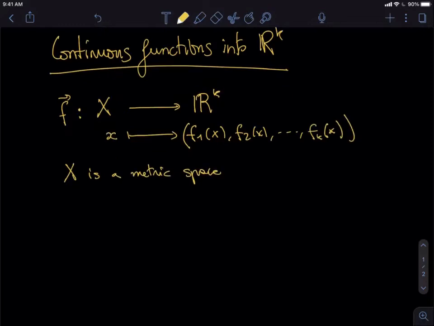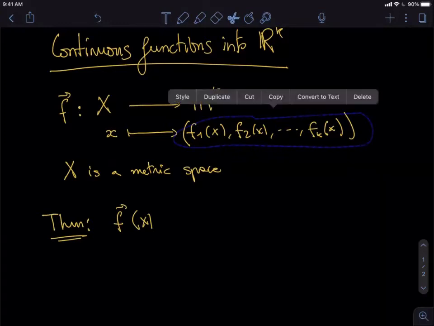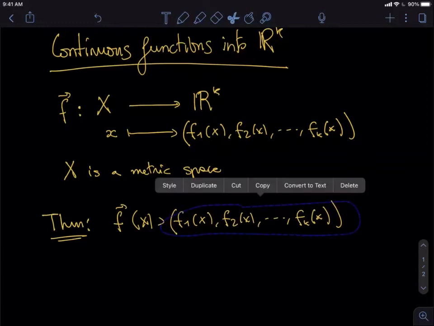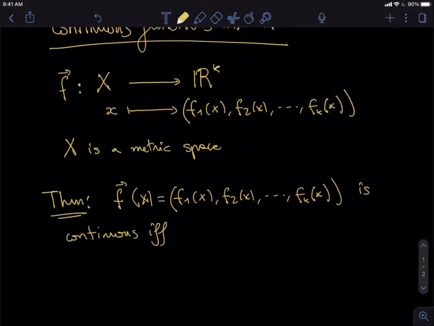So what does it mean to be continuous for a function like this? f of x defined just as before is continuous if and only if each of the individual functions f_i of x is continuous.